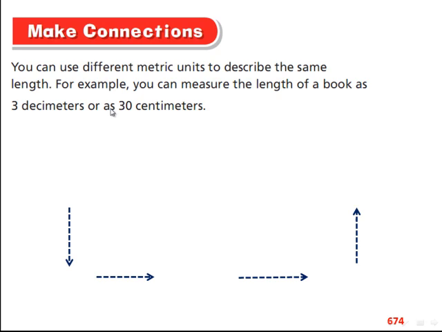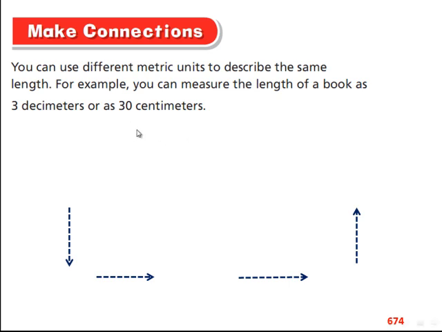Alright. In this page, we can make connections. You can use different metric units to describe the same length. For example, you can measure the length of a book as 3 decimeters or as 30 centimeters. 3 decimeters equals 30 centimeters. That means there is a relation between them, between decimeters and centimeters.